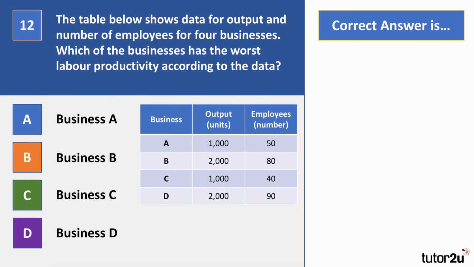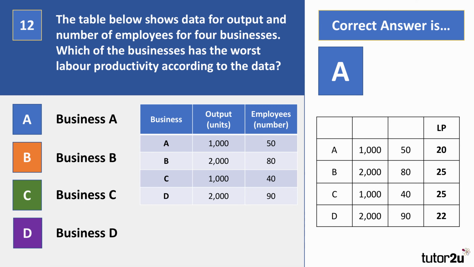So labour productivity is all about measuring the average output per employee expressed in units, and therefore by doing the numbers we'll work out that business A has the lowest labour productivity, therefore the worst labour productivity of those 4 businesses listed in the table.